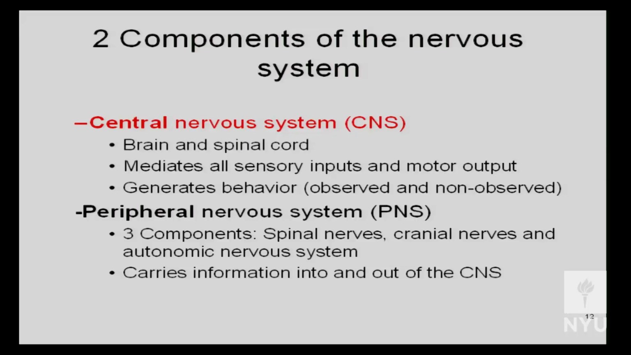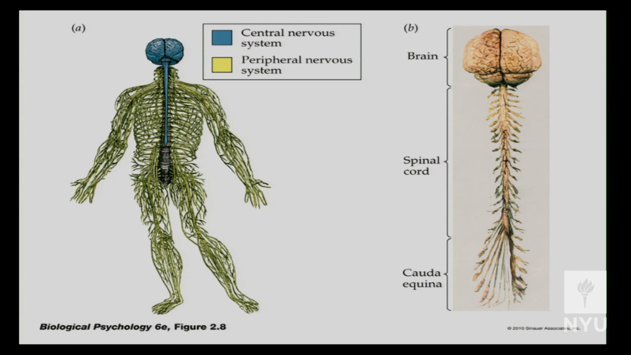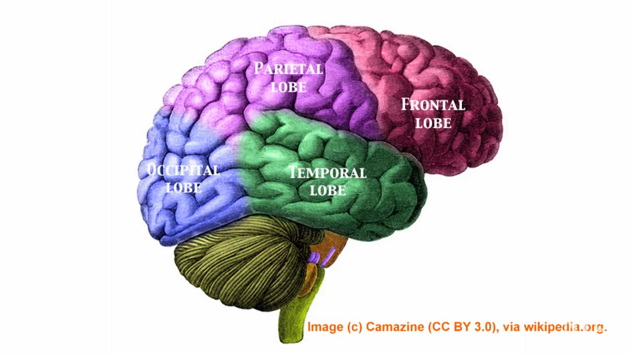Let's move on now to the central nervous system. The central nervous system, as we showed at the very beginning, is made up of the brain and the spinal cord. And it mediates all sensory input and motor output, generating behavior observed and non-observed. Again, brain and spinal cord. Brain and spinal cord minus these little snippets of the spinal nerves. Okay, we went over the different parts of the human brain.